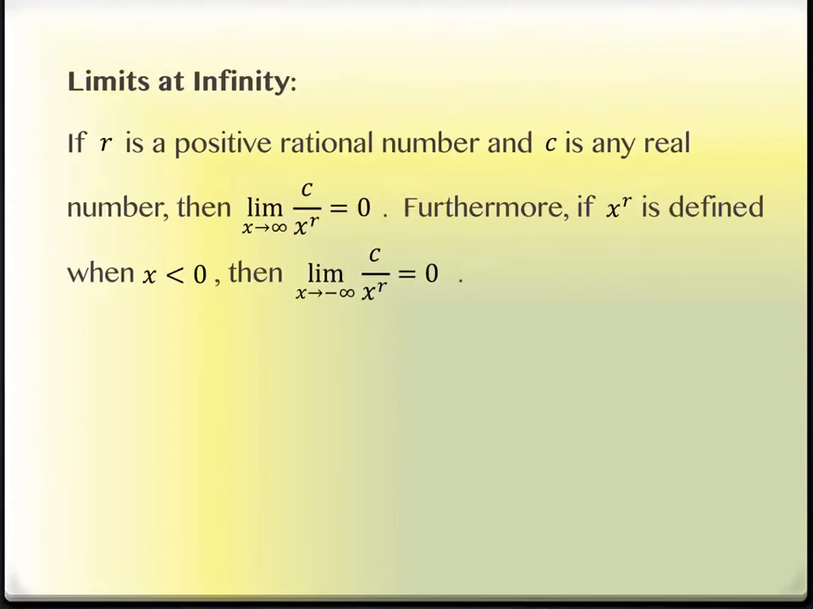So if r is a positive rational number and c is any real number, then the limit as x approaches infinity of c, any constant, over x to the r is 0. Furthermore, if x to the r is defined when x is less than 0, then it works on the other side too, as x approaches negative infinity.